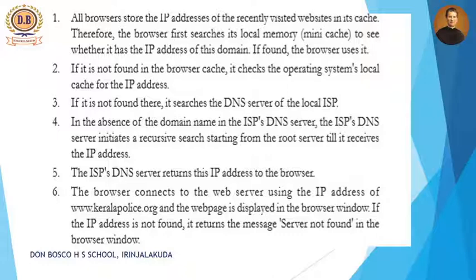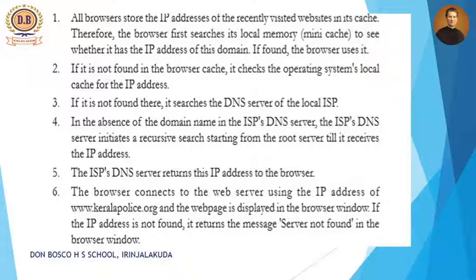Okay, then next step. Fifth step, ISPs, what is ISP? Internet Service Providers. The domain name system server returns this IP address to the browser. If it is found, then it will return the IP address. The browser connects to the web server using the IP address. Okay, once the IP address is found, then the browser will automatically connect to that particular IP address, and then we will get the information from that IP address.